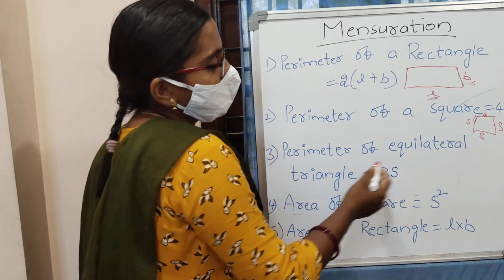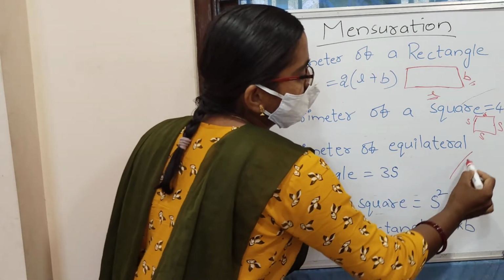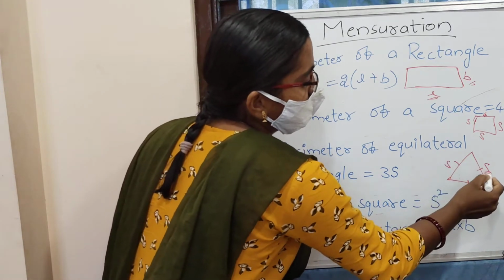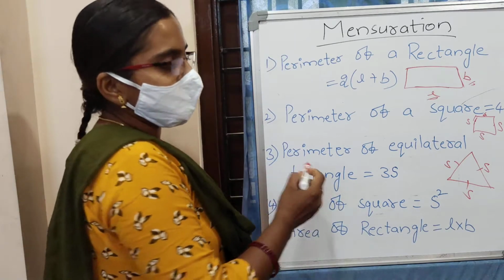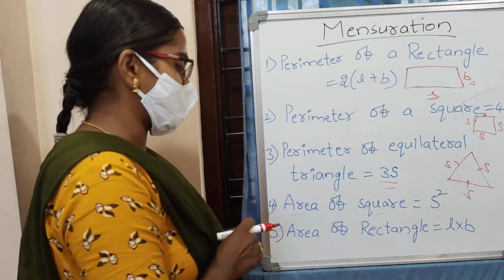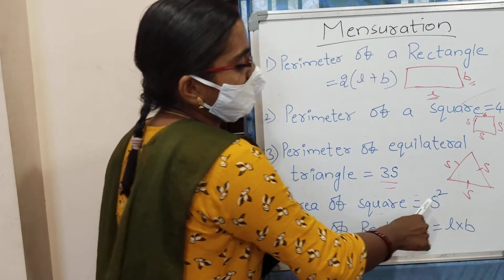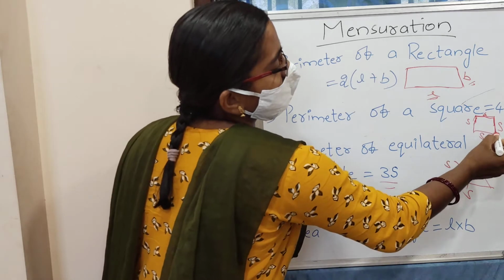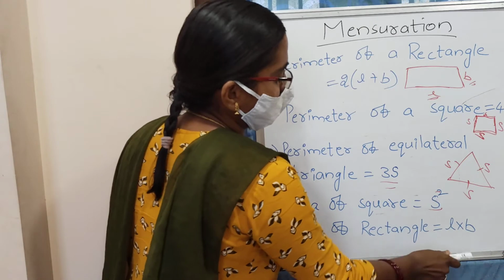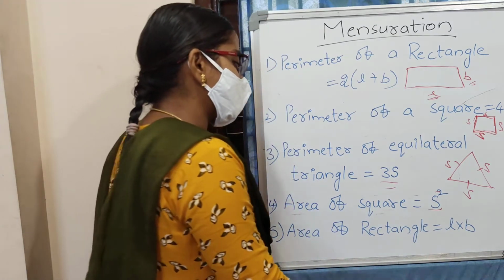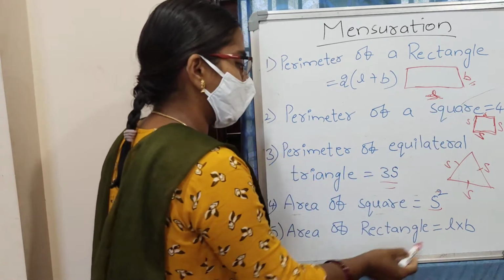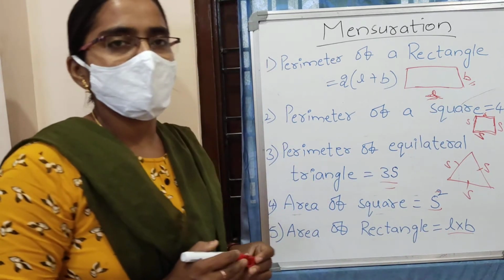Next, the perimeter of an equilateral triangle. Equilateral triangle means all 3 sides are equal. If you take this side as S, the perimeter is S plus S plus S, which is 3S. Next, the area of a square is S square. Square means all sides are equal. If you take that side as S, its area is S square. The area of a rectangle is L into B, where L is length and B is breadth. If you do L into B, we will get the area of the rectangle.